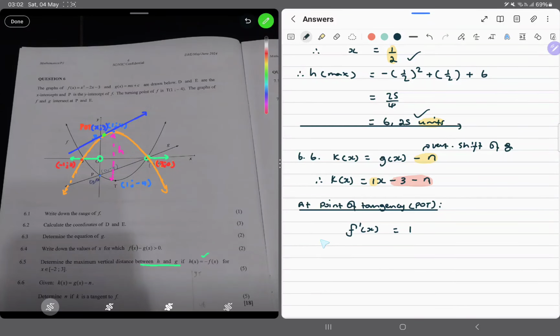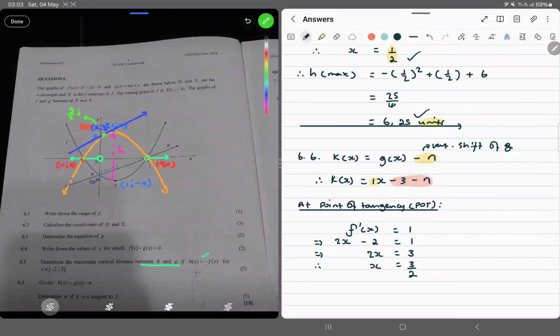Then let's differentiate f. When we differentiate f, we get 2x minus 2 is equal to 1. This implies that 2x is equal to 3. Therefore, x is basically 3 over 2. So we know now that that is 3 over 2.